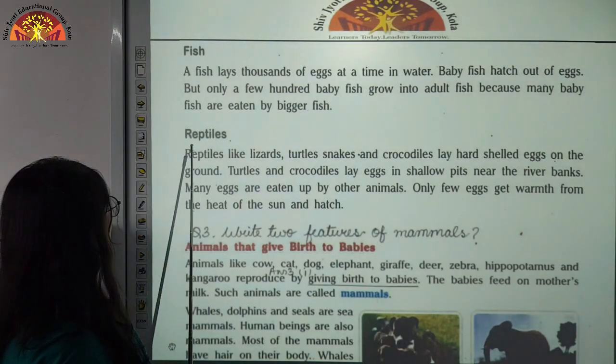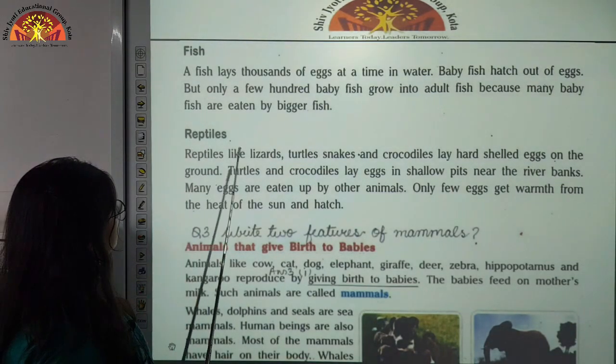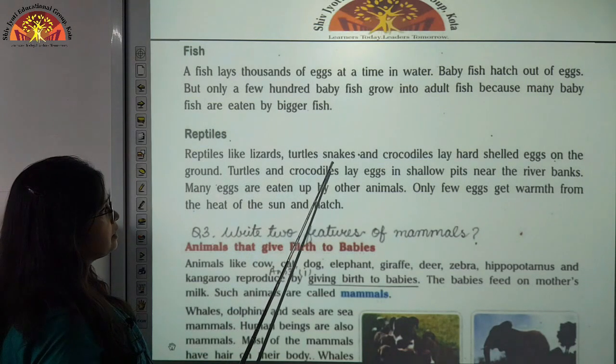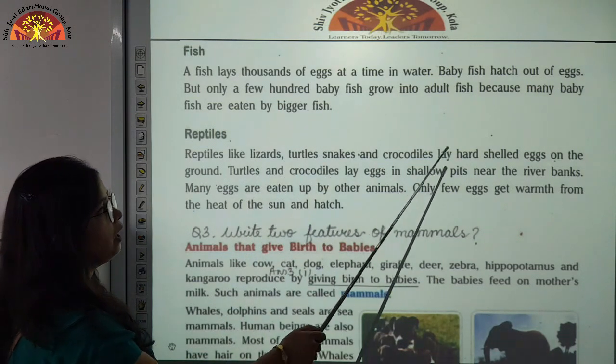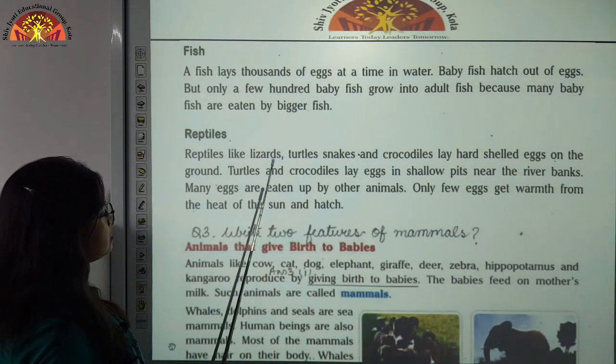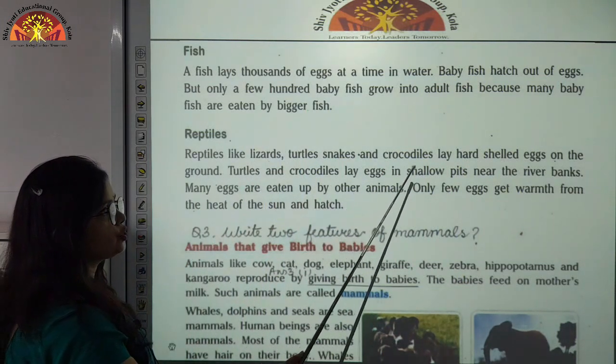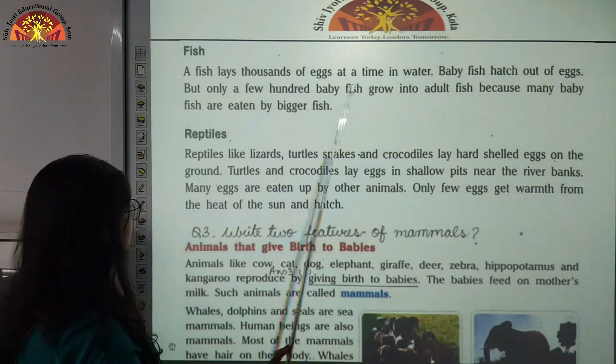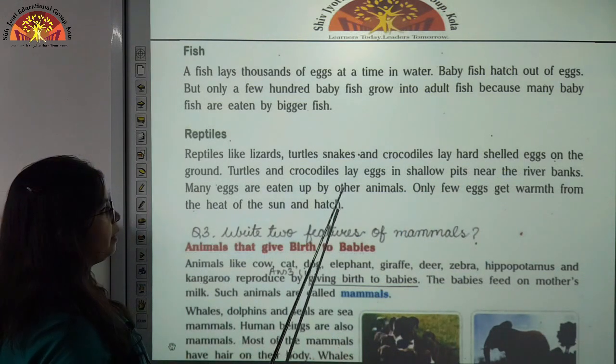Then we come to reptiles. Reptiles like lizards, turtles, snakes and crocodiles lay hard shelled eggs on the ground. Turtles and crocodiles lay eggs in shallow pits near the river banks. Many eggs are eaten up by other animals.